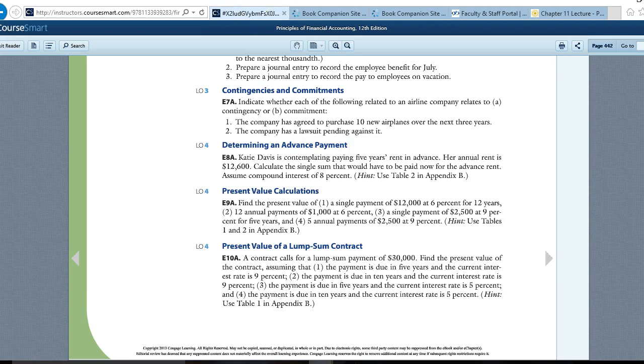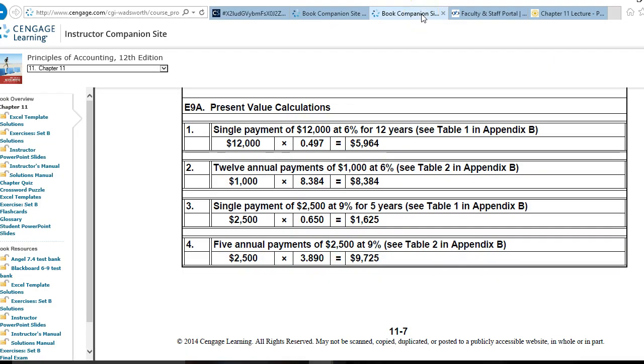What's the difference between Table 1 and Table 2? Table 1 is for a lump sum. Table 1 is we want $12,000 in 2 years from now. Table 2 is we want $12,000 every year for 12 years.